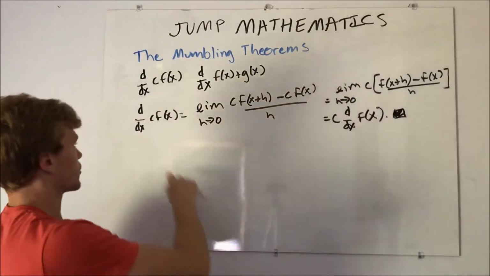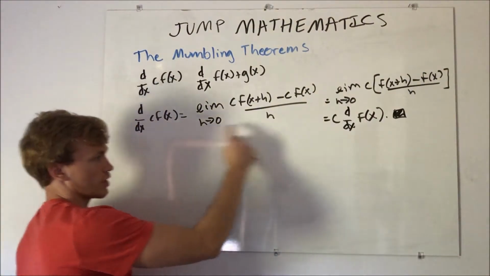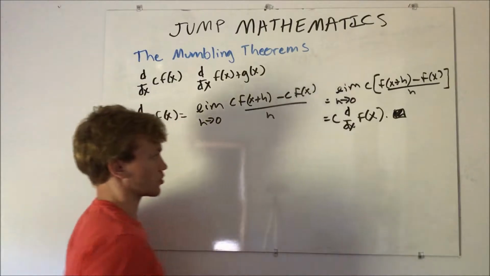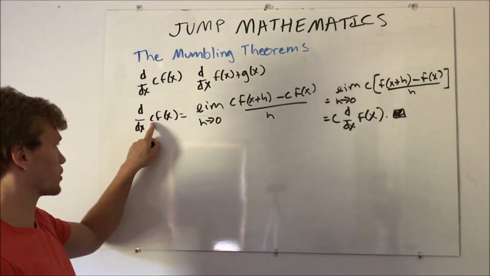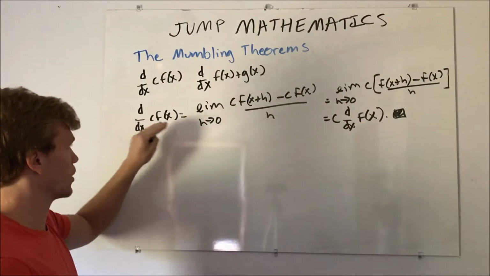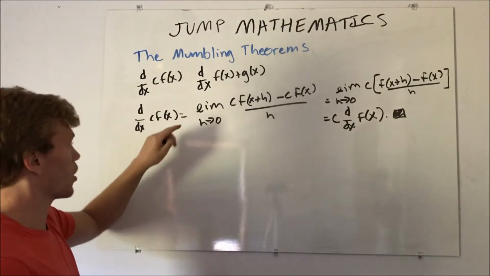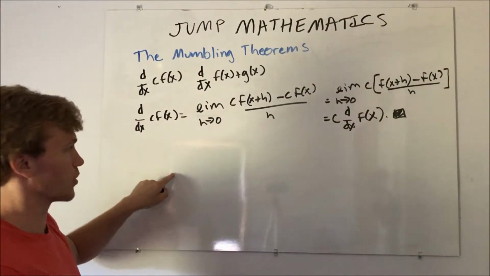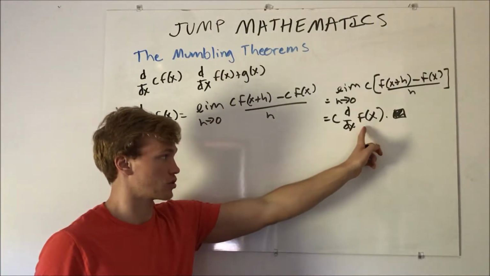So what we just showed is that the derivative of a constant times a function is a constant times the derivative of that function. What that means is, if you ever have something like 5 times x squared, or 5 times sine x, whatever, all you have to do is write the 5 down and then go ahead and differentiate the function. That's what this says.